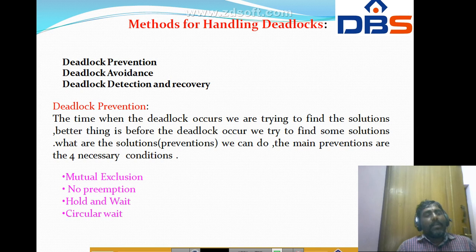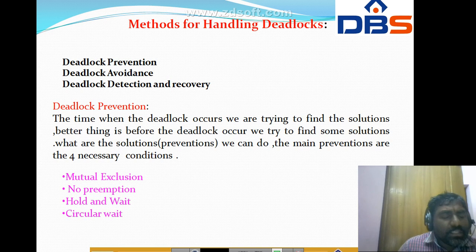Okay. Next, coming to the concept of methods for handling deadlock. In these methods, we can ensure that the system will never enter a deadlock state. Or allow the system to enter a deadlock state and then recover from it. Or ignore the problem and pretend that deadlock never occurs in the system, which is used by most operating systems, like Unix also.